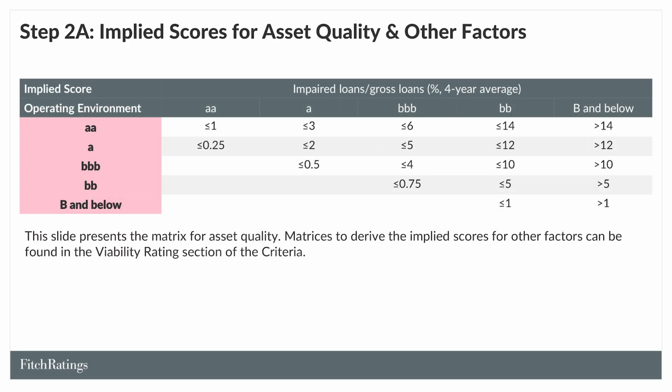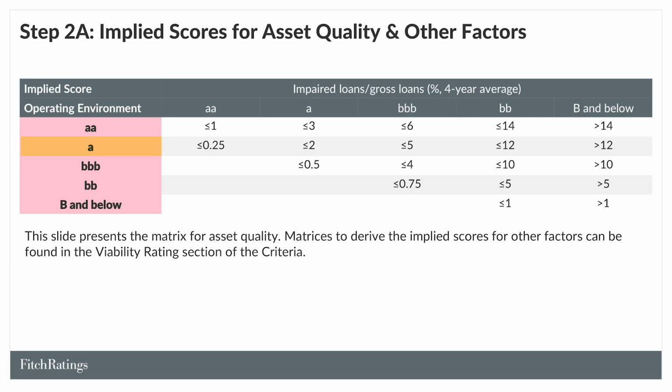This slide shows the matrix used to derive the implied score for asset quality. The way to read this is as follows. Suppose a bank's assigned operating environment score is A-. That is to say, it is in the A category. This puts us in the second row of the matrix.